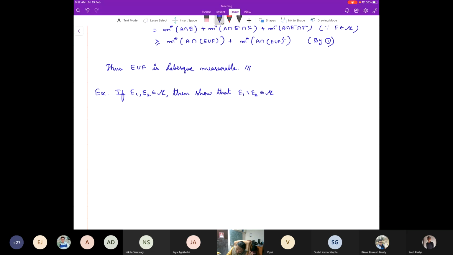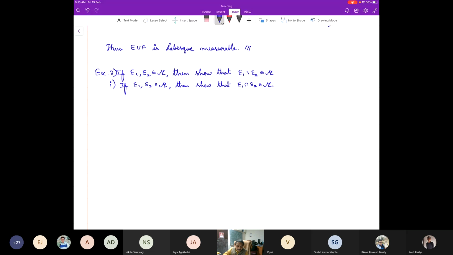Yeah, there is a small change. Maybe I'll call this 2. The first one is that if E1, E2 belong to M, then show that E1 intersection E2 belongs to M. So once you prove one, then 2 follows from that. Even without this you can prove it, but still.